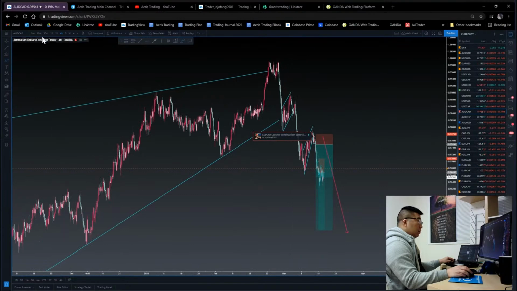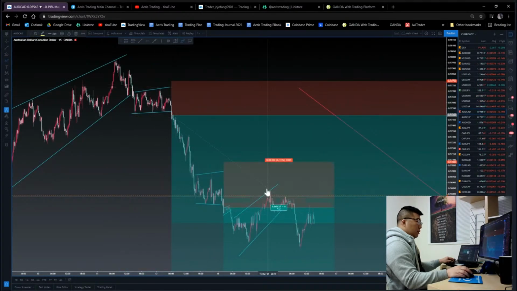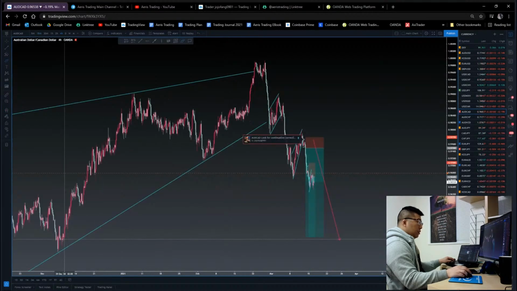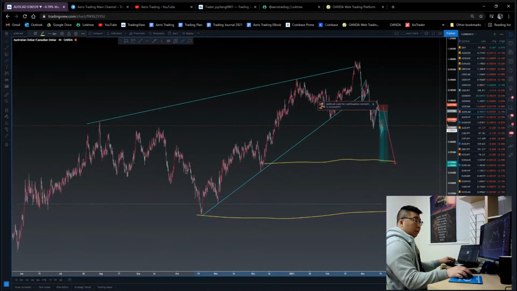Aussie CAD. Aussie CAD is looking good. First trade in, second trade in, still running good. And I'm looking to see what the price will do at this low, or even at the beginning of the correction here.